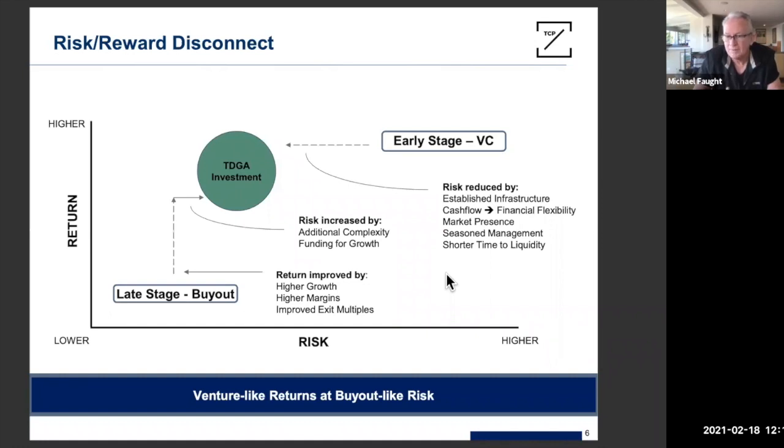Now, where we participate, and what we think we're doing by pursuing this technology-driven growth acquisition strategy, is moving up and to the left. In other words, we're achieving a higher return for our investors while reducing the risk profile of our acquisitions. And again, I hope I'm not reading these charts to you. I just want you to get the gist of what we're saying. We believe that we can create venture-like return at buyout-like risk. So we're creating a disconnect in the risk-reward proposition by doing deals the way we do them.